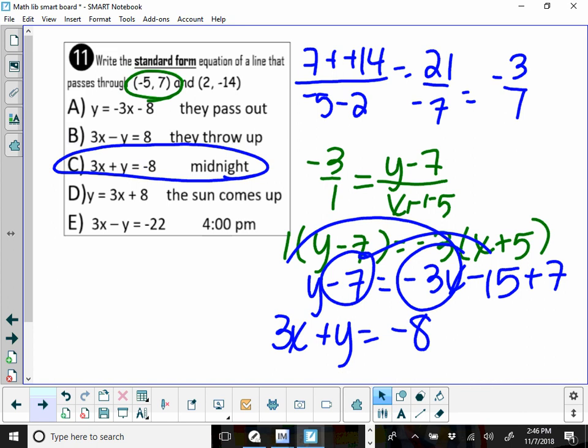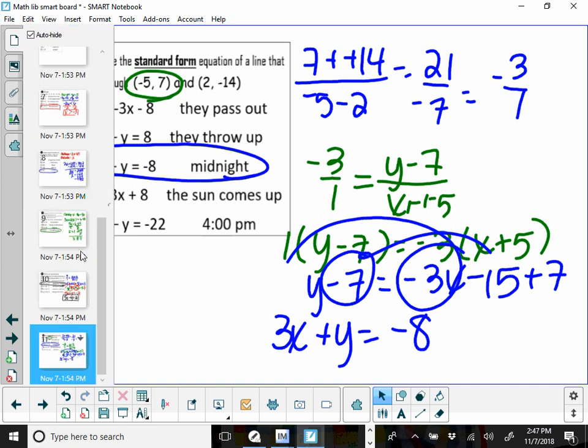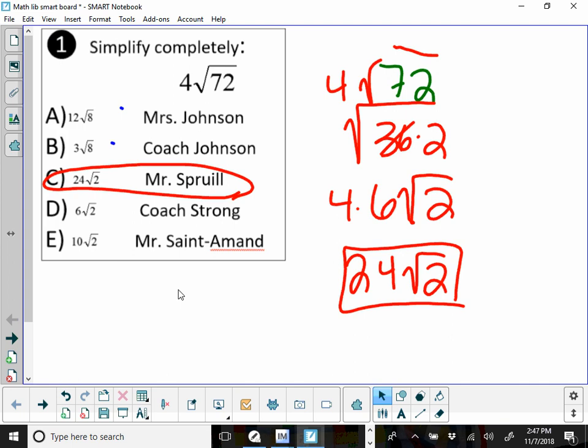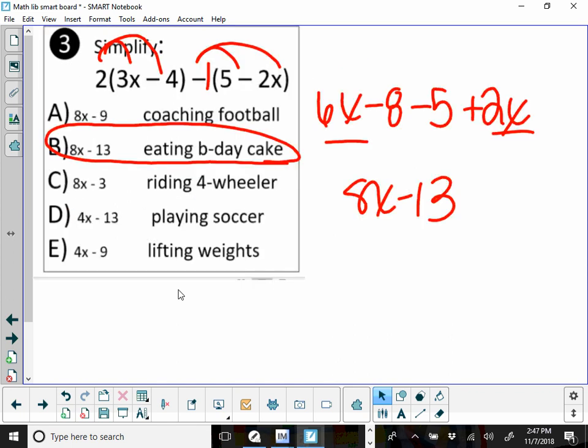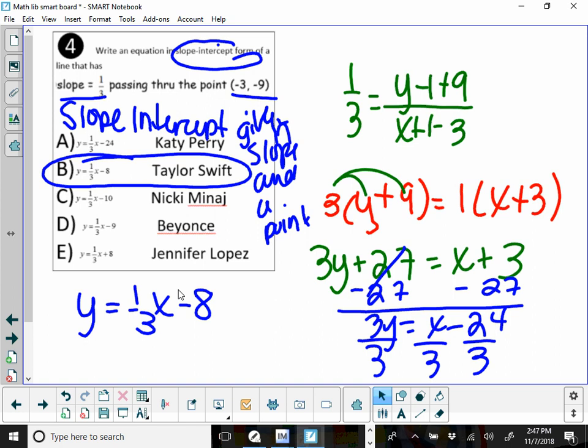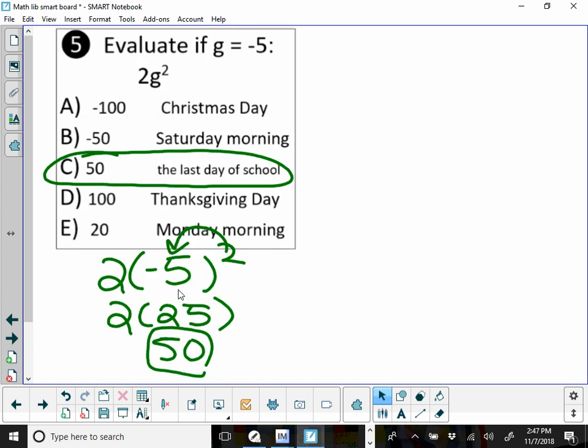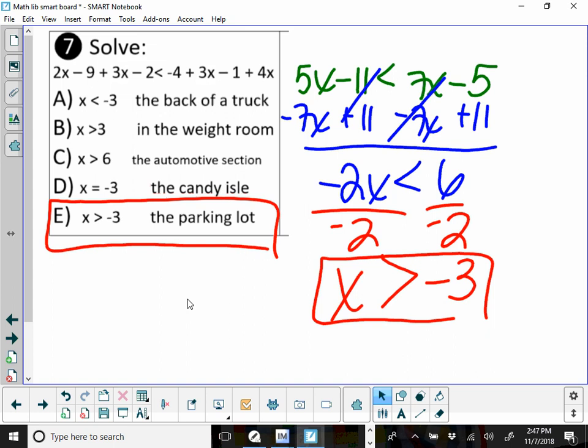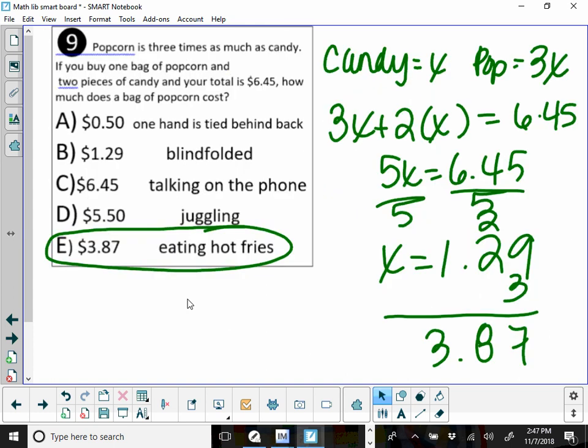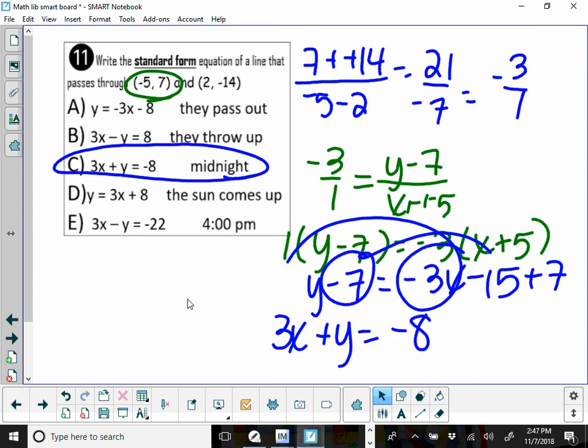All right, so your answer sheet should have said: Mr. Sproul was excited to be eating birthday cake with Taylor Swift on the last day of school at Hardee's in the parking lot wearing a Speedo while eating hot fries and doing the wobble until midnight. That's what our answer sheet should have said.